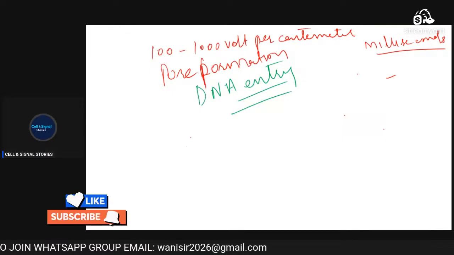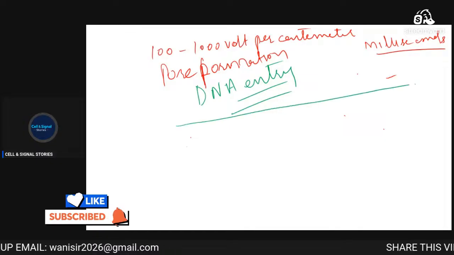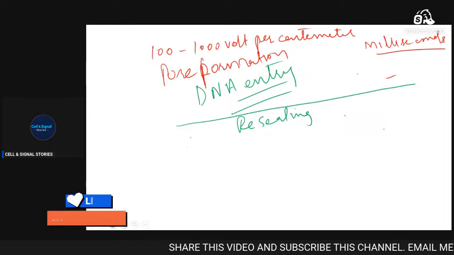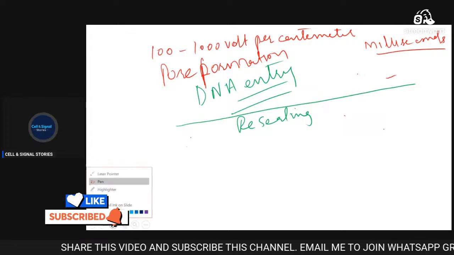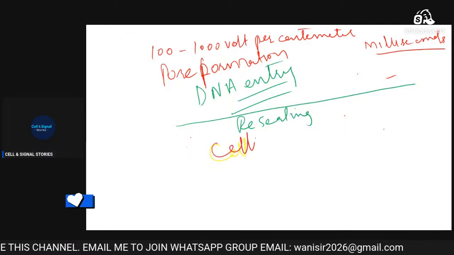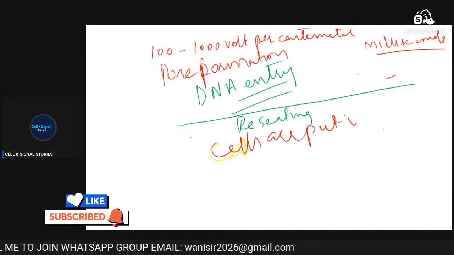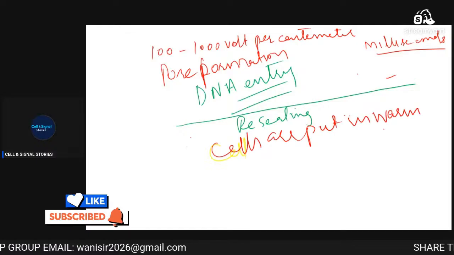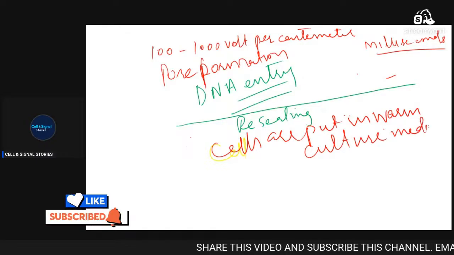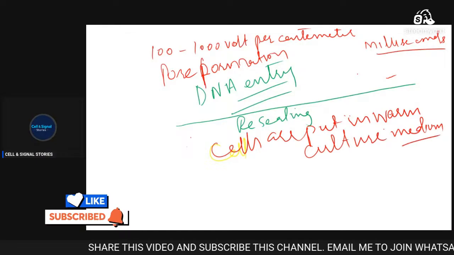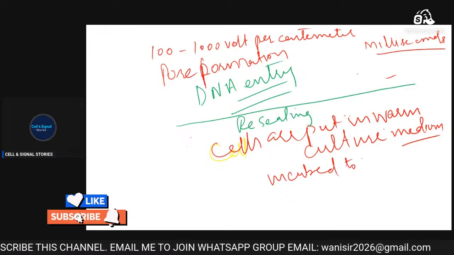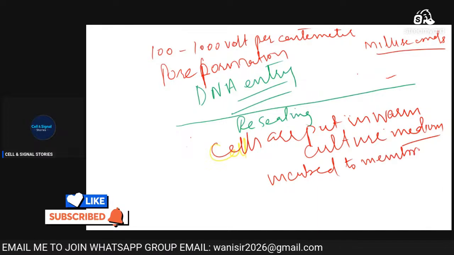And after the pulse, in the warm culture, now how does resealing take place? For resealing, the cells are put into the warm culture medium and incubated to allow membrane resealing.